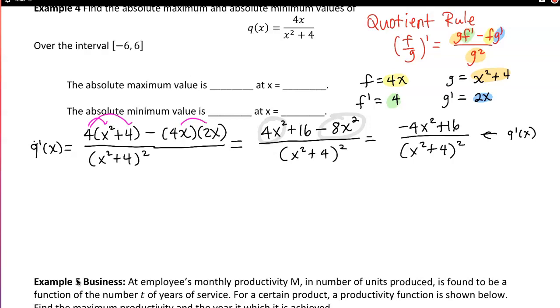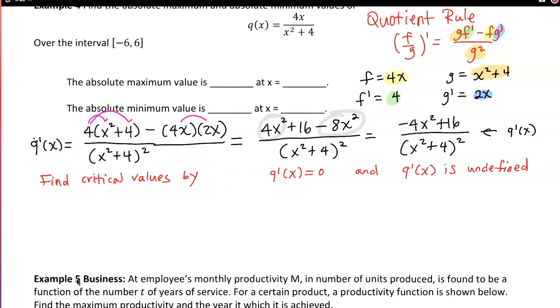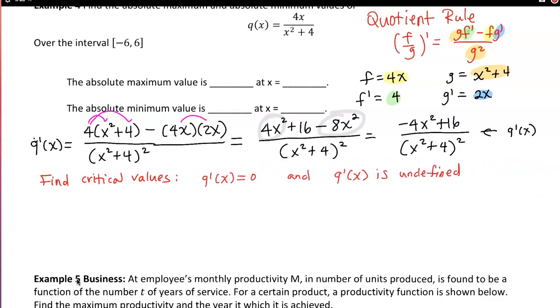What do we do now? We're going to find critical values. Find critical values by first setting Q prime of x equal to 0 and finding where Q prime of x is undefined. Okay, I should probably take a look at my sentence a little bit. Find critical values. Case number 1, where is this fraction equal to 0?